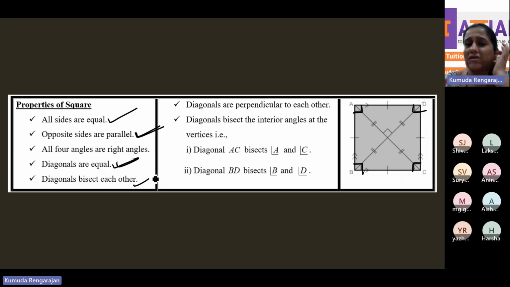Diagonals bisect each other everywhere. Parallelogram, rhombus, rectangle, square, everywhere diagonals bisect each other. Whether they are perpendicular to each other is what you should watch.